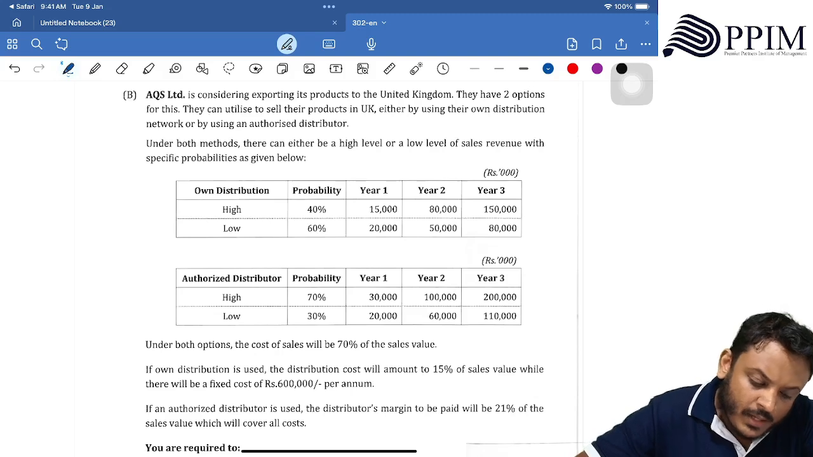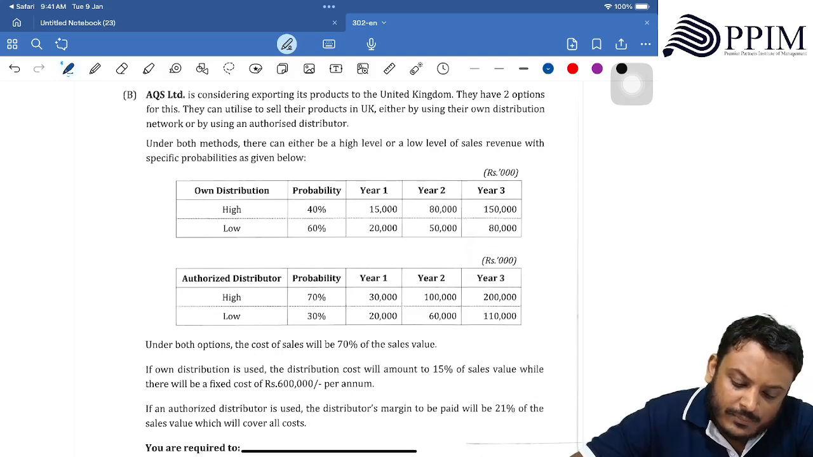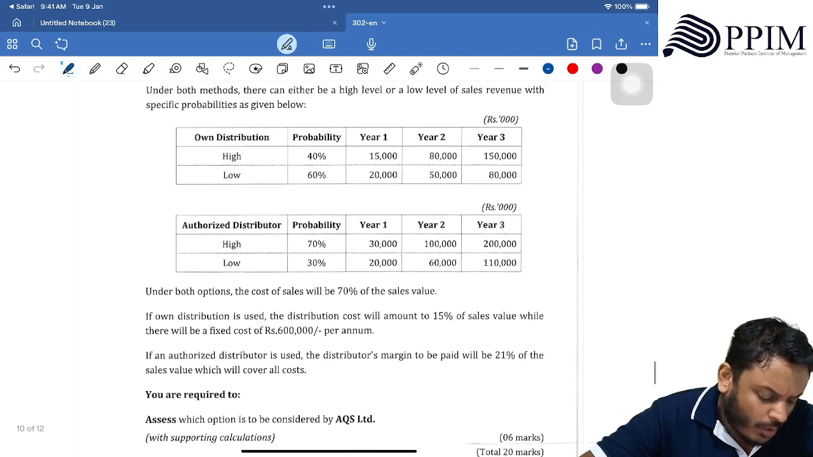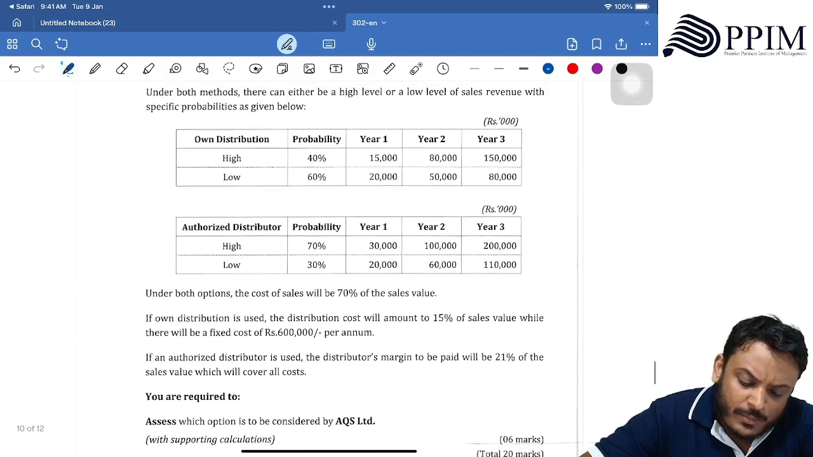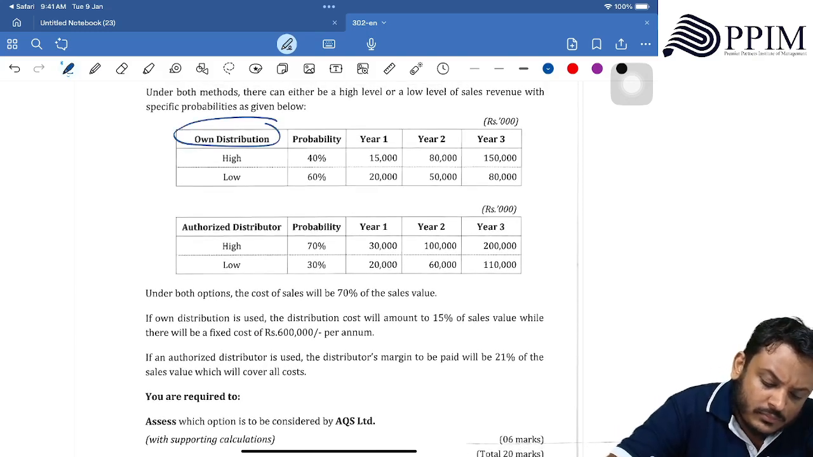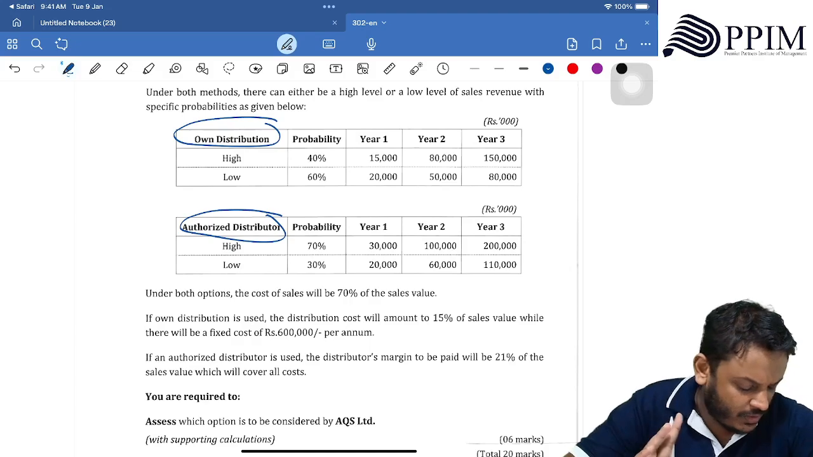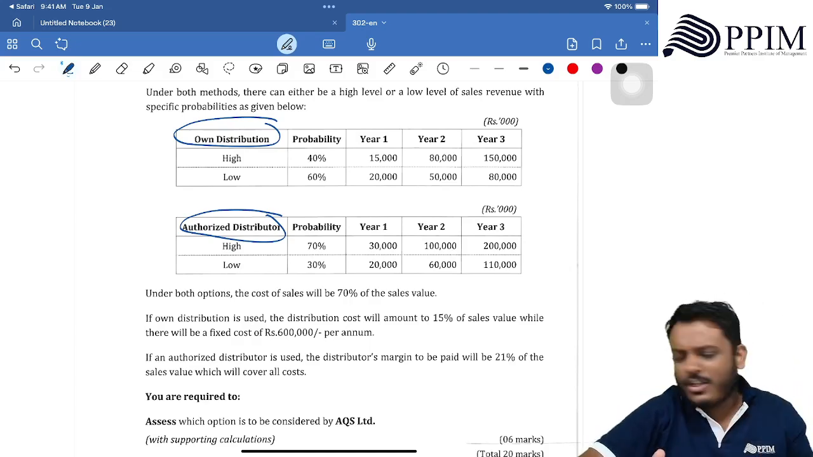Here see, AQS Limited is considering exporting its product to the United Kingdom. They are asking which option. They have two options. One is own distribution. Two is authorized distributor. So which option is suitable? It is a probability, expected value question.